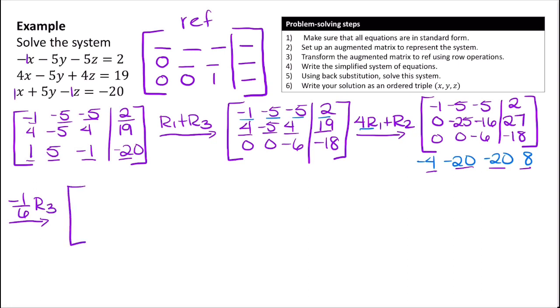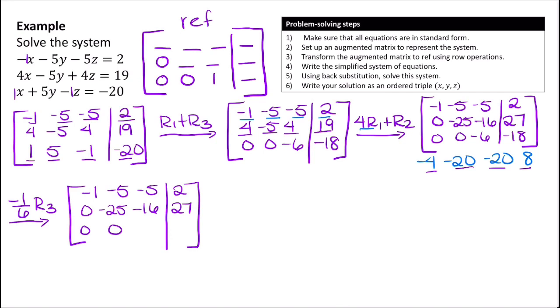So I have my new matrix: -1, -5, -5, 2, and then row 2 stays the same. I have 0, -25, -16, and then 27. And then my first two entries are going to stay 0. -1/6 times -6 is going to be 1. -1/6 times -18 will be 3. Okay, so now finally I have my matrix in row echelon form.